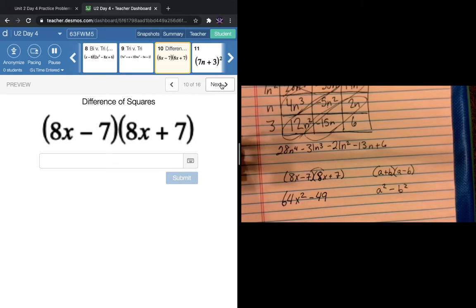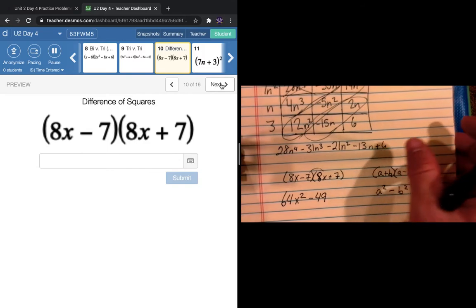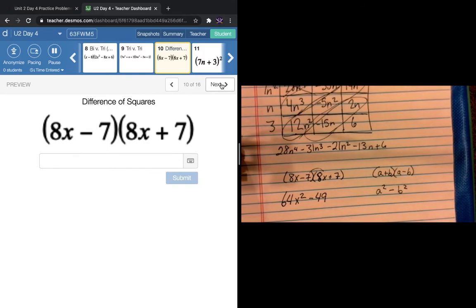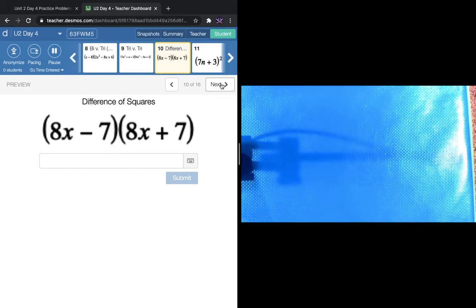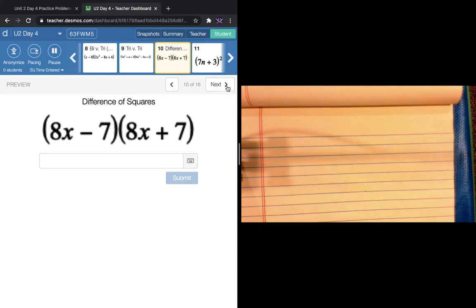If that is difficult for you, thinking, I've got to square it, just tell me, what's 8x times 8x? 64x squared. What's 7 times negative 7? Negative 49. So that's an easy way for me to see that I know what I'm doing there. Okay, now the next one.